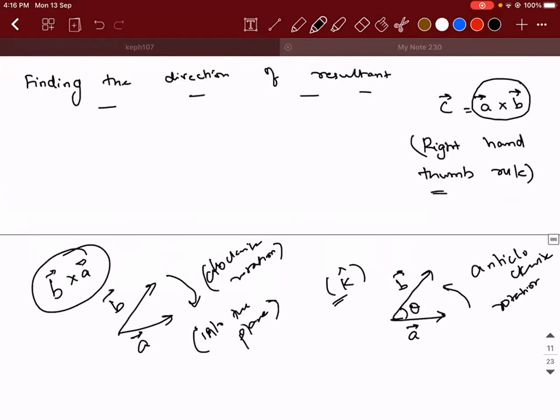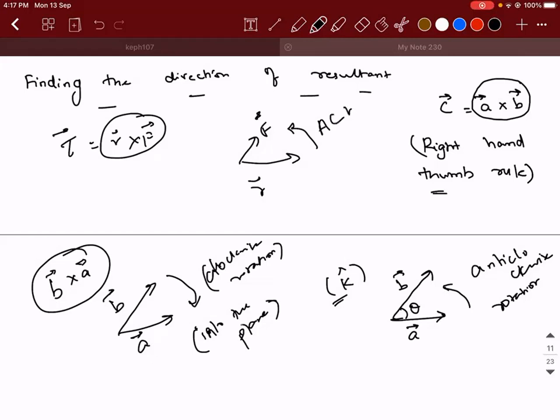To find the direction of the resultant, we know that torque vector is equal to r vector cross f vector. So if r vector is like this and f vector is like this, for finding the torque you need to do r vector cross f vector. In this case, you are supposed to curl the fingers of your right hand in the anti-clockwise direction. So this is also called an anti-clockwise moment. And remember, anti-clockwise moments are always positive. Please make a note of it.